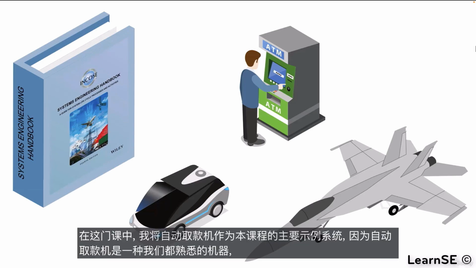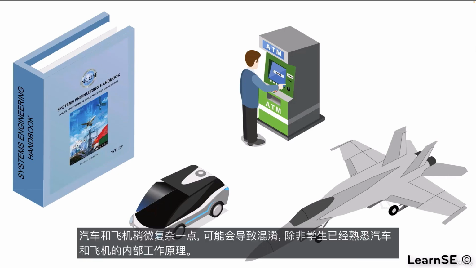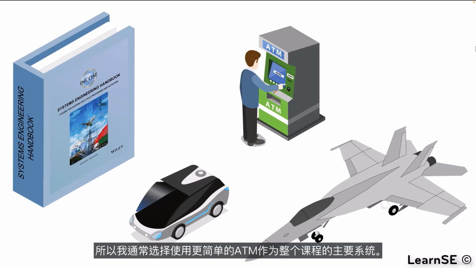I use the ATM as the primary example system in this course because the ATM is a machine that we're all familiar with, and most of us have used it, and it's a machine whose behaviors we can wrap our heads around. Cars and aircraft are a bit more complex and may likely lead to confusion unless the student's already familiar with the inner workings of cars and airplanes, so I usually choose to use the simpler ATM as the primary system throughout this course.